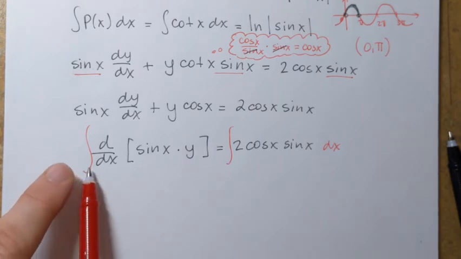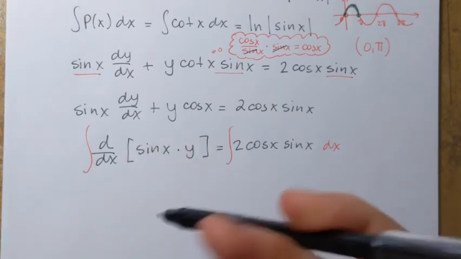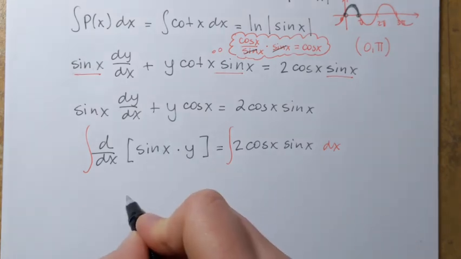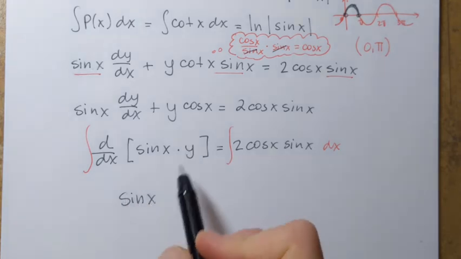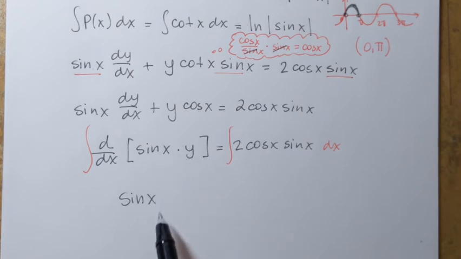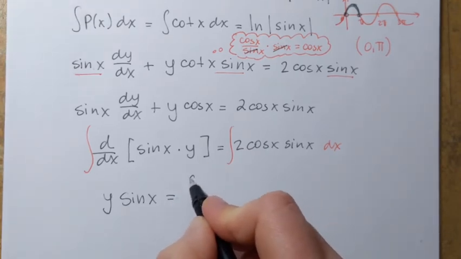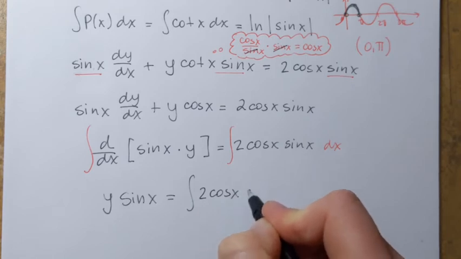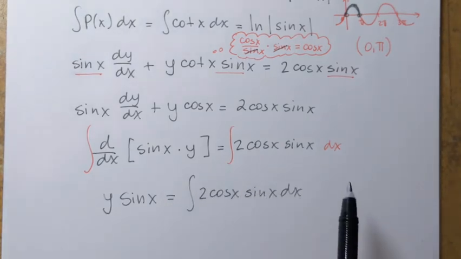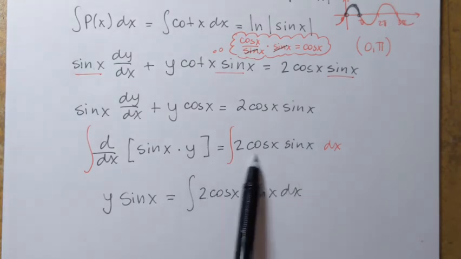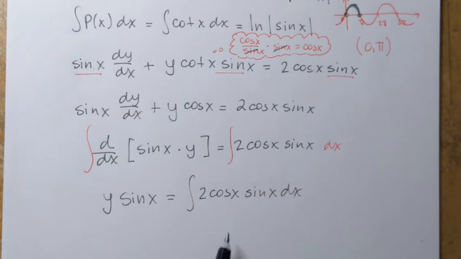Now, we know that if we integrate a derivative, we just go back to the function itself. So the left-hand side gives us sine x times y. I'm going to put that y in front, so I'm not confused about what exactly is within the sine. So it's y sine of x equals, once again, the integral of 2 cosine x sine x dx. Once we integrate the right-hand side, we're going to obtain a solution to our original equation. How do we integrate the right-hand side? There are different ways. You can just go ahead and use the substitution method, the substitution rule.